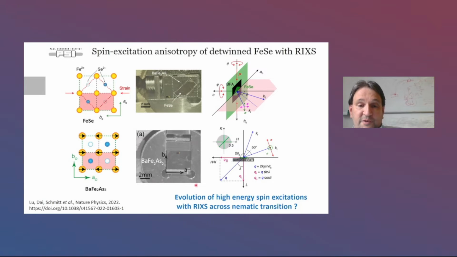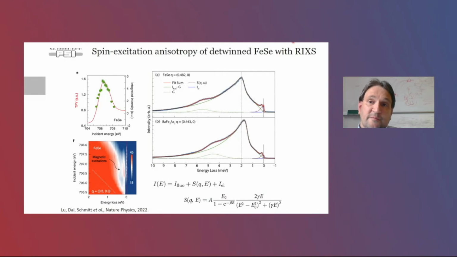So now the question is, what is the evolution of the high energy spin excitations with RIXS across the nematic transition? What I show you first is how RIXS is probing the spin excitations in iron selenide. You see here to the left side the absorption spectra at the iron L3 edge. You see now here in red the absorption spectra, and you see the intensity of the spin excitations, which you can extract from this data, which is just following the absorption cross section.